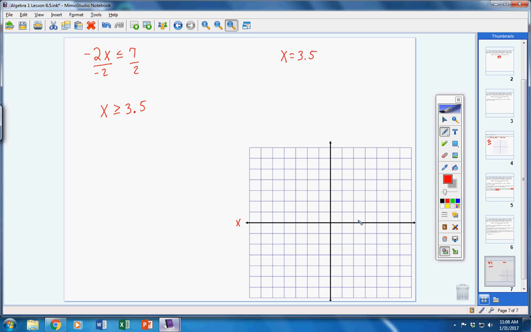x-axis, and I go to 3.5 and I put a point there. And that's the line I would draw right there. Now, is it going to be a dotted line? Or is it going to be a solid line?